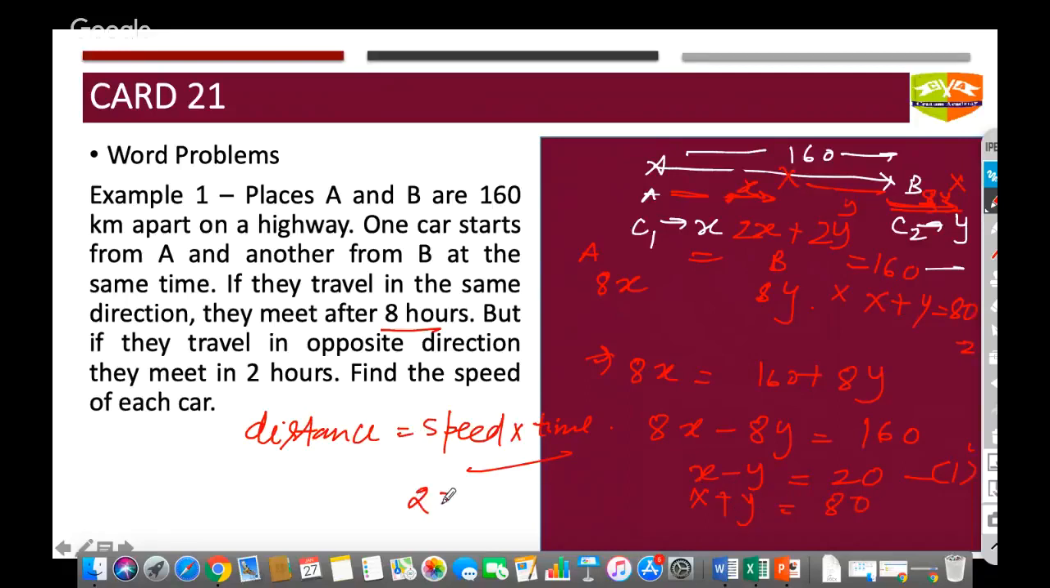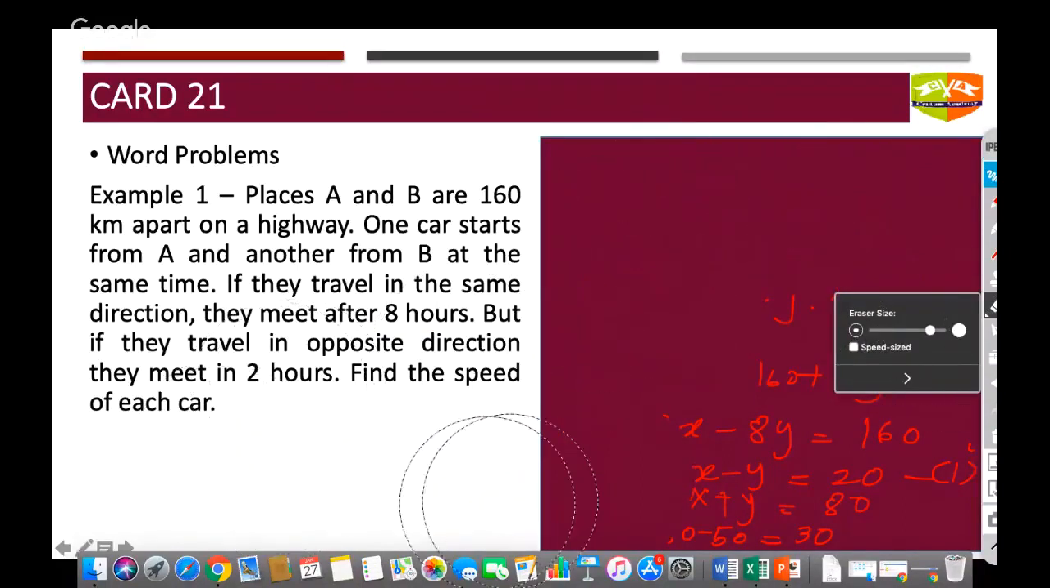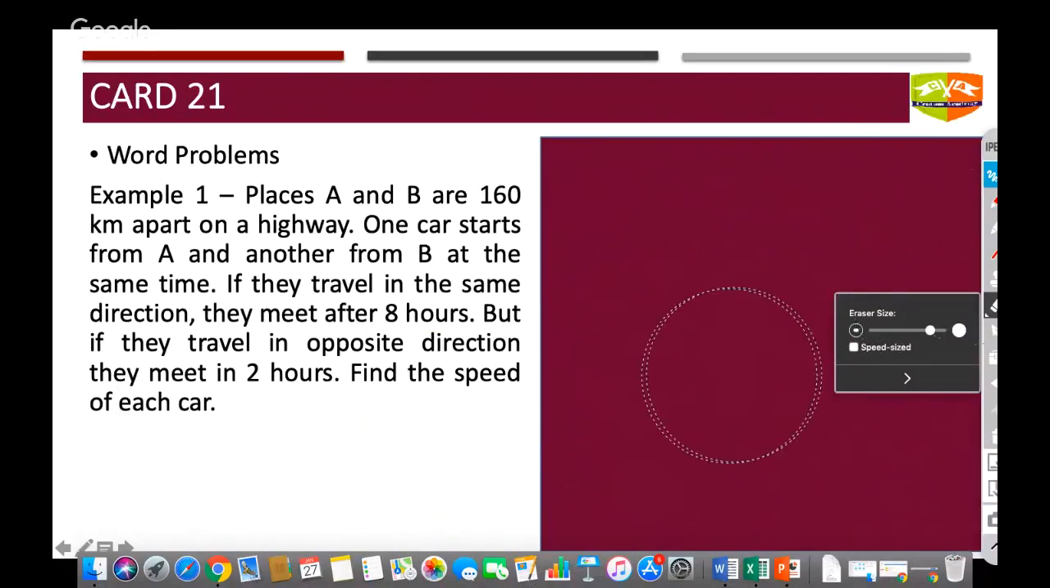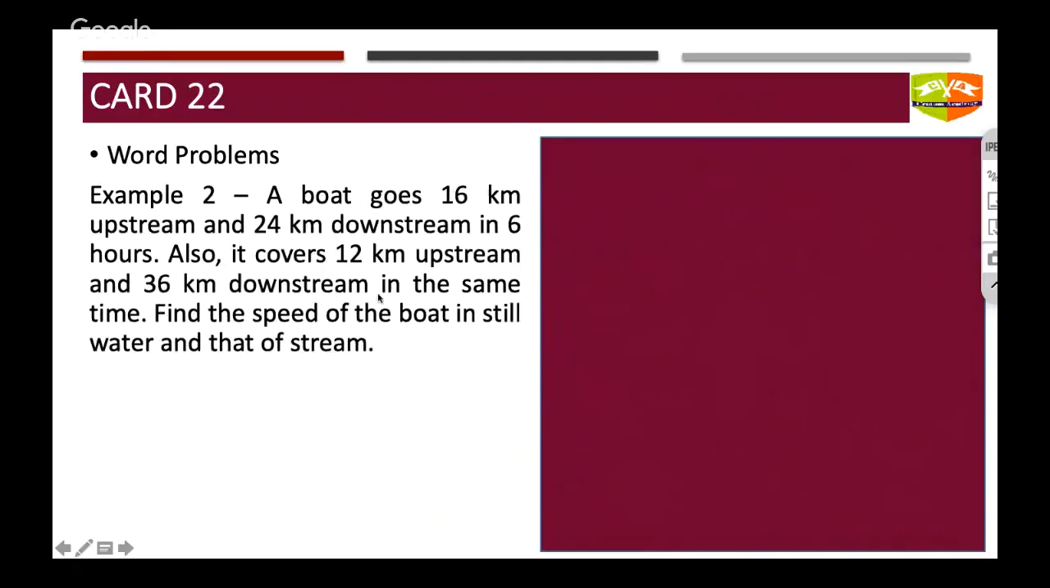So 2x is equal to 100, x is equal to 50, and y gets how much? So y would be here 80 minus 50, which is equal to 30. So that is how you have to solve these questions. Now let me move to the second question, which is this question.